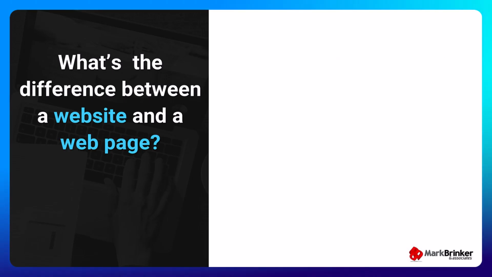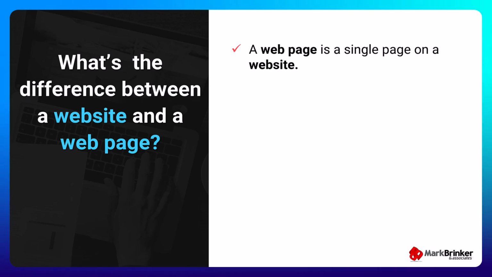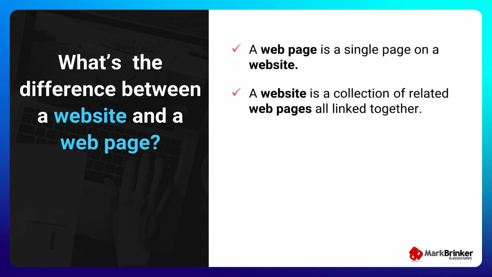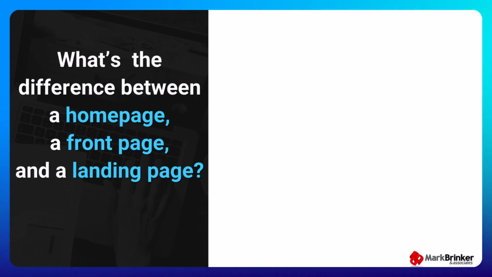A question that comes up from time to time is, what's the difference between a website and a web page? Well, a web page is just a single page on a website. In other words, a website is a collection of related web pages that are all linked together. That's it. Next, what's the difference between a home page, a front page, and a landing page on a website?